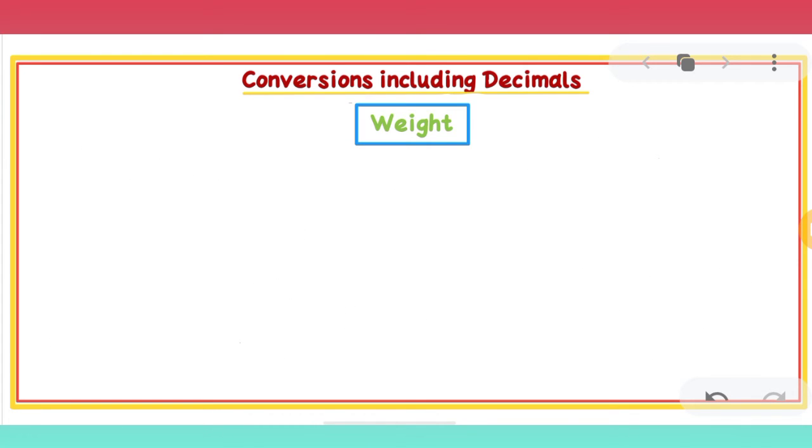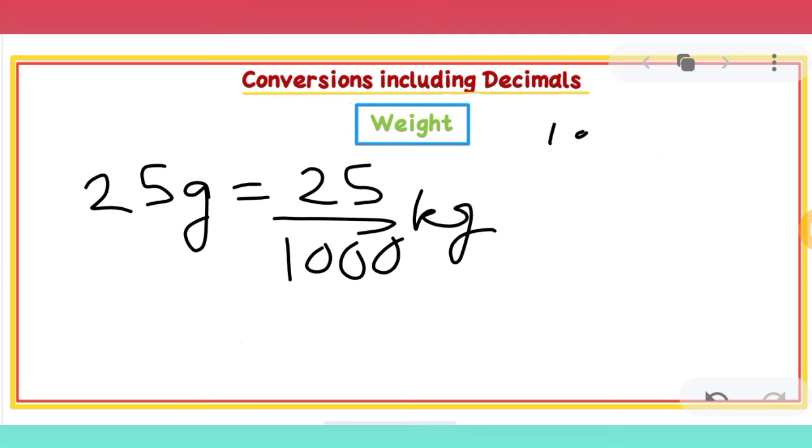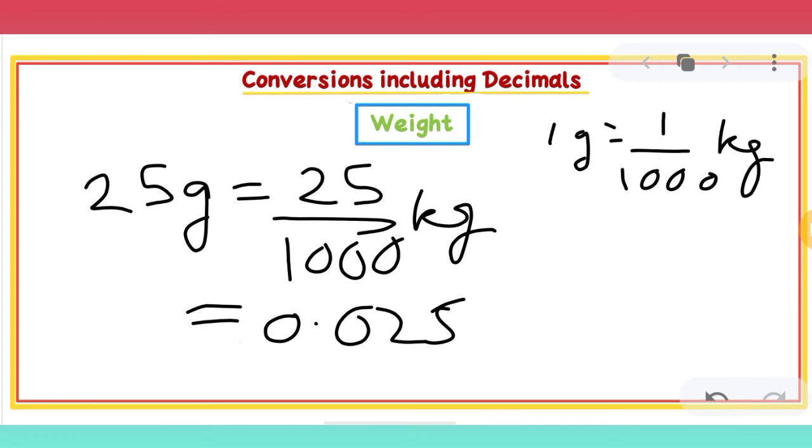Similarly, we can do the conversions in weight also. If you have to convert any smaller unit to a bigger unit, we can use decimals. For example, if we have to convert 25 grams into kilograms, it will be 25 upon 1000 kilograms, because we know that 1 gram is equal to 1 upon 1000 kgs. So the final answer will be 0.025 kilograms. So in this way, using decimals, we can convert from smaller units to bigger units in any case.